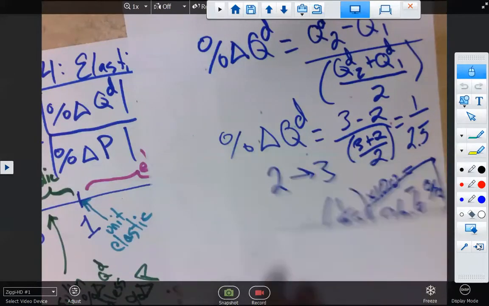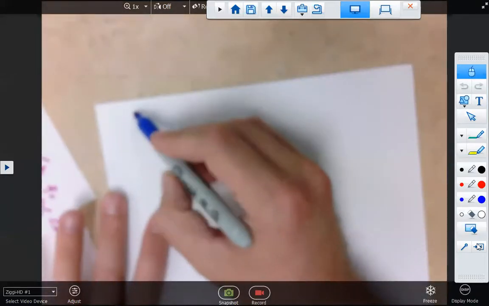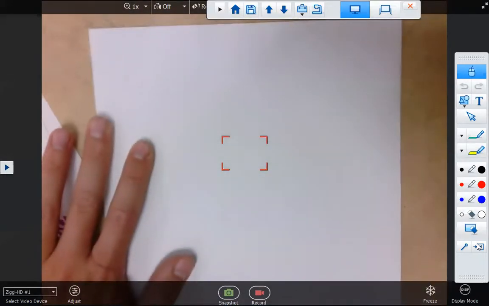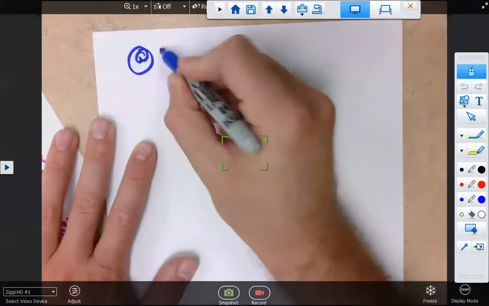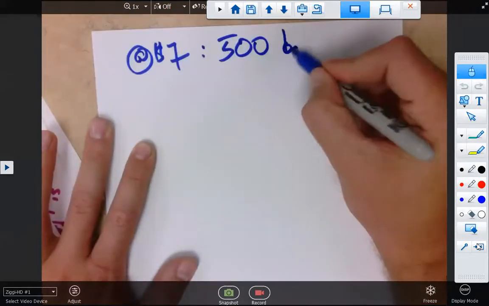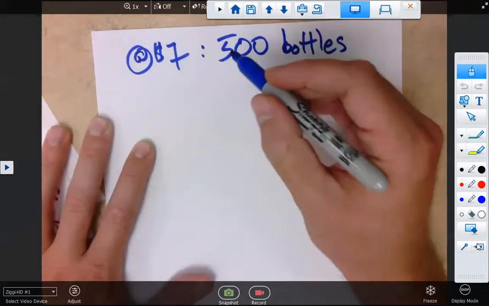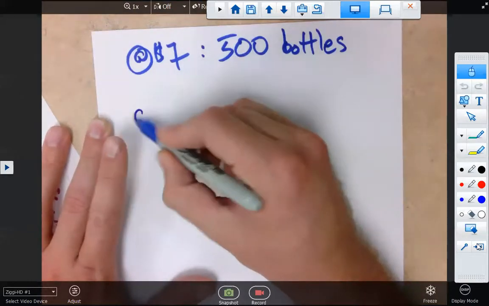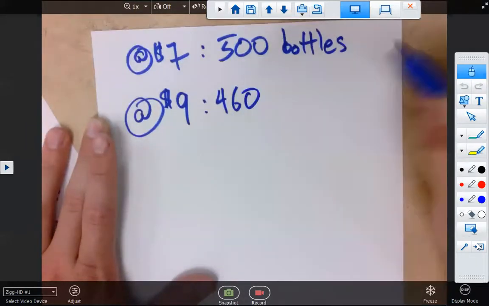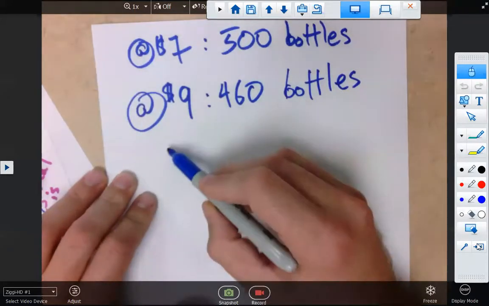Okay, you guys ready? So when the price is $7, a firm sells 500 bottles of perfume. An increase in resource costs means that prices have now gone to $9, and now they're only selling 460 bottles of perfume. What's the price elasticity of demand?